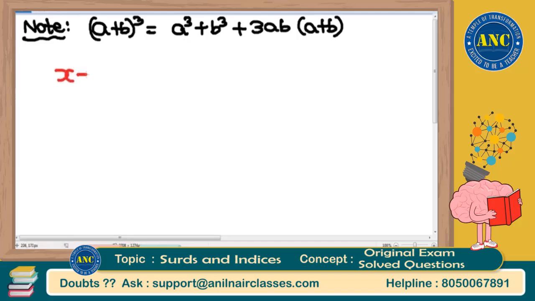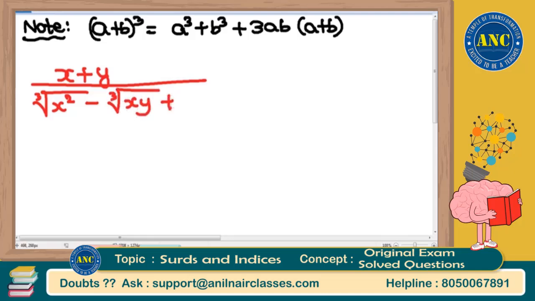See this question. X plus y divided by cube root of x square minus cube root of xy plus cube root of y square. Cube root of y square. All these are cube roots, sir. Do not get confused. These are all cube roots, right? Power is 1 by 3 in fact.